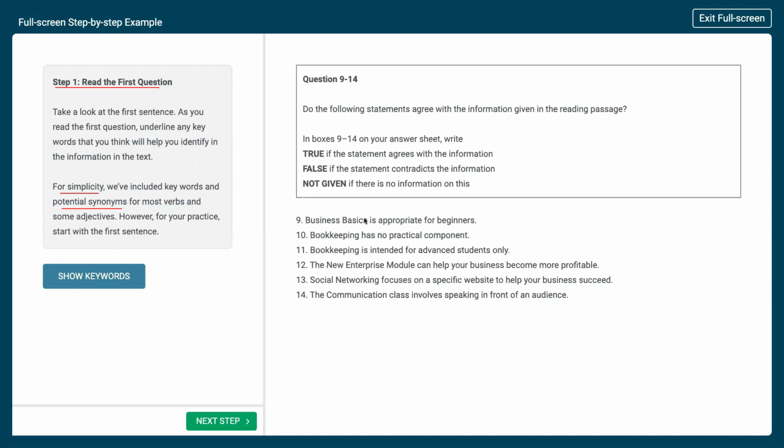Now, this is just to make it simple for us today. We'll do it all together. But when you practice at home, start with the first sentence, look for the keywords, and then answer immediately. We'll do that in the next step. Also, in terms of these synonyms, it is an optional step, but we're going to take our time today.